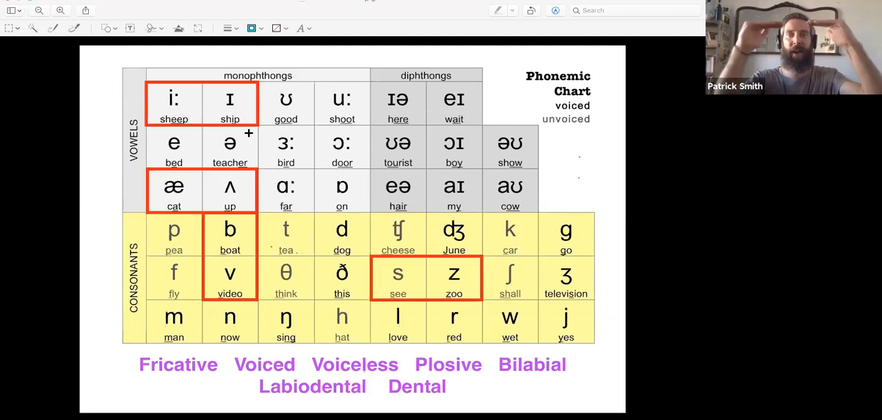Okay, now if we go down to the next row, still with vowels. So we're in the second row down, we've got the word "bed". Now this one's easy for you guys, because this one would be basically the same for Spanish and Catalan speakers. It's just an "e", no problem, yeah? So this one's the same in your language.